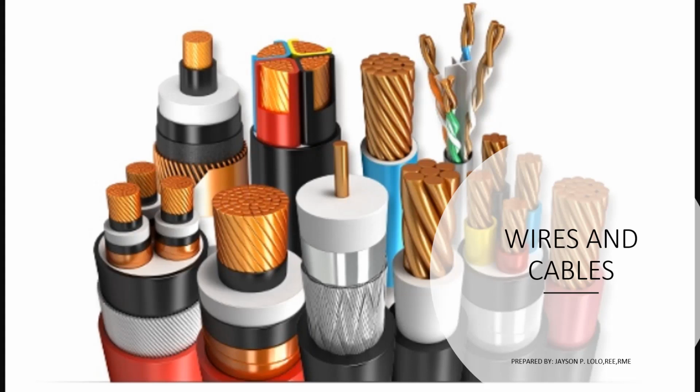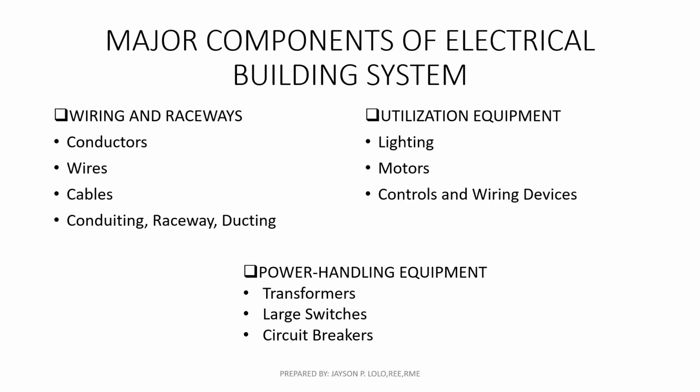To proceed to the first topic, which is wires and cables, we will have a short discussion about the major components of the electrical building system. We have three major components of the electrical building system. First one is the wiring and raceways. Second one is utilization of equipment. The third one is the power handling equipment.